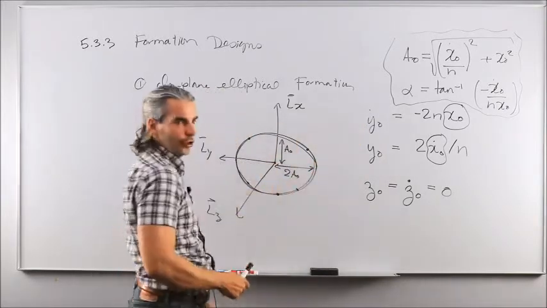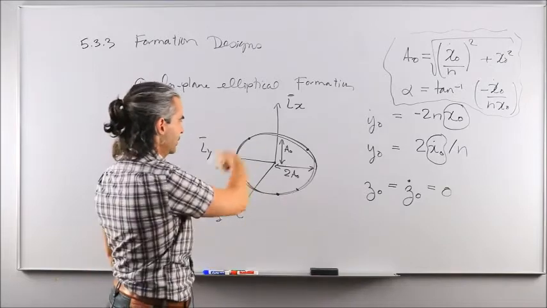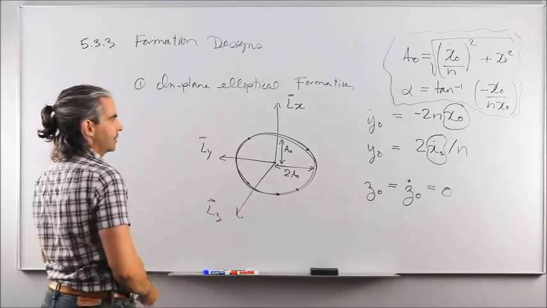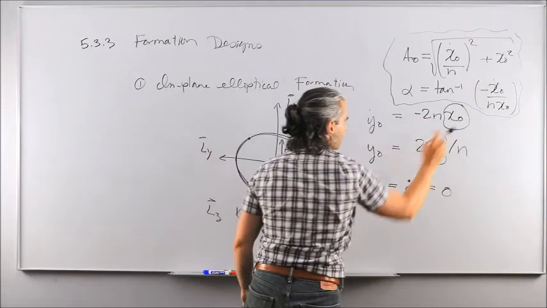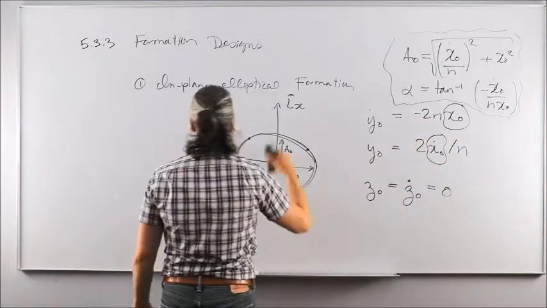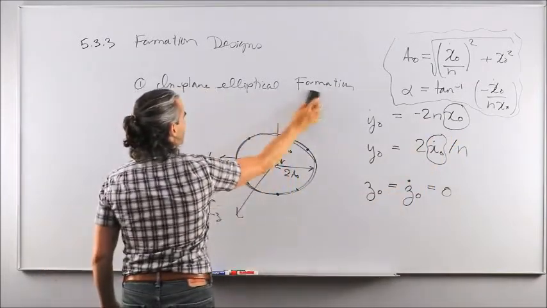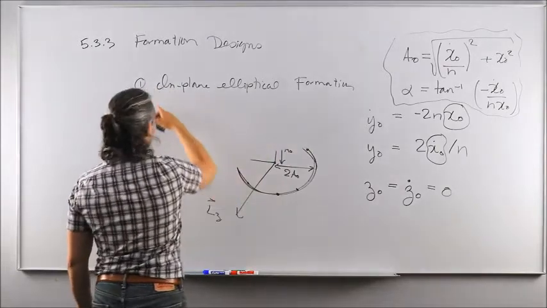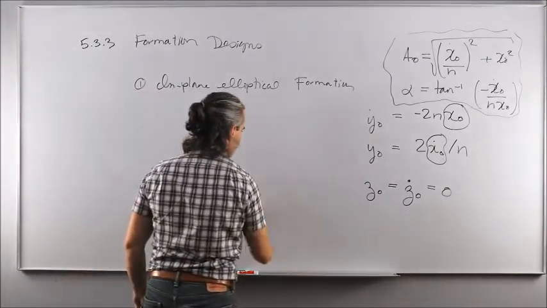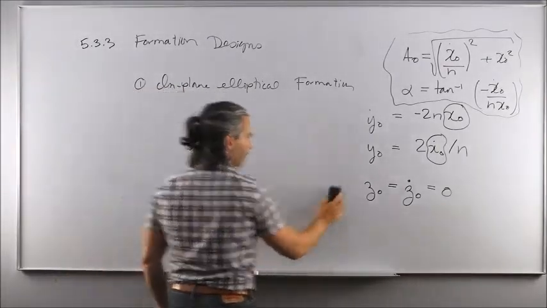And just by virtue of the equations, you're going to generate this ellipse. And you set the size you want with x naught and x naught dot. All right? So hopefully that summarizes quickly the first formation design that you can apply.